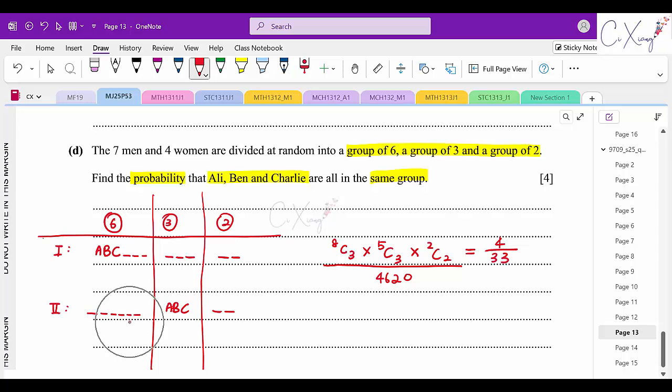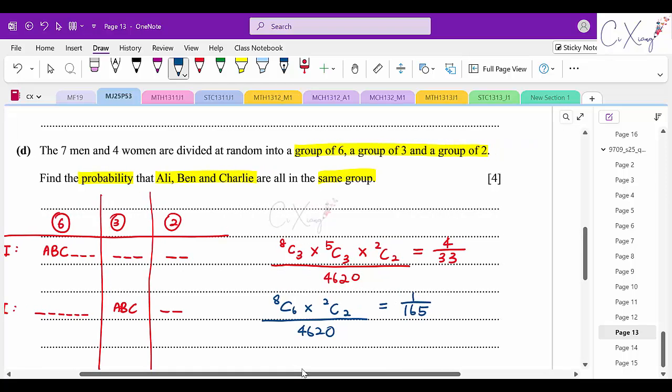Then how about the second case here? For the second case, you also already placed Ali, Ben, and Charlie in the 3-person group. Okay, so I have only 8 left in total. I want to choose 6 from these 8 to form the group of 6. So it will be 8C6. Then the remaining 2, you put into the last group, which is 2C2. Then divide by 4620 as well. Then what do I get here? I'll get 1/165.